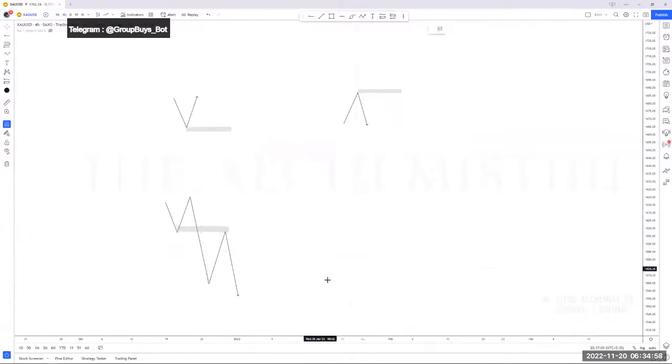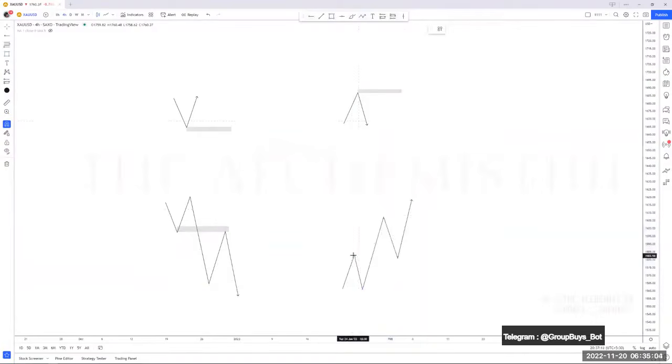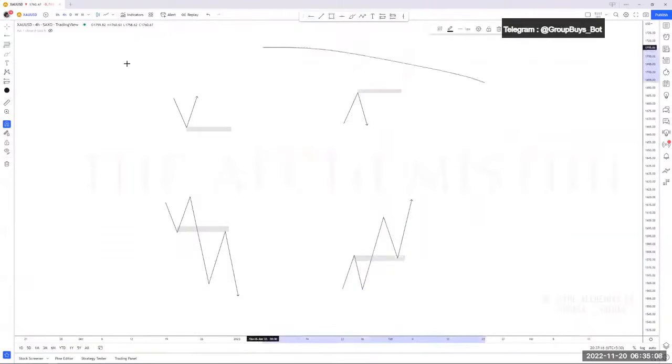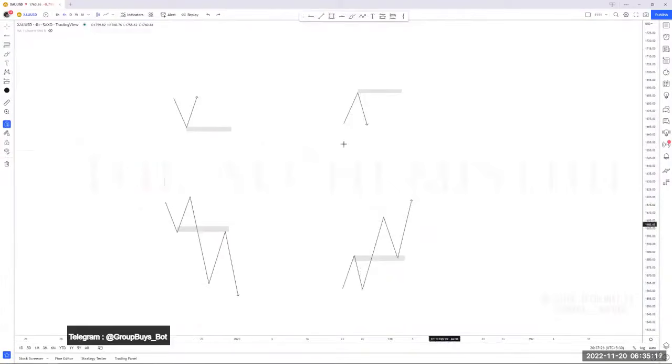If a resistance breaks, it will turn into support once again. Okay, so these areas can also be used as POIs, or as key levels. So remember, these are the only ones actually, the major ones. There are more. I'll show you. Okay, so these are the major types of key levels or POIs that we use.